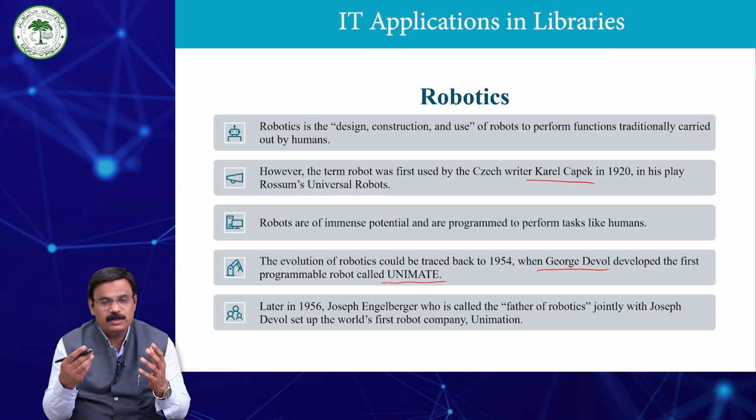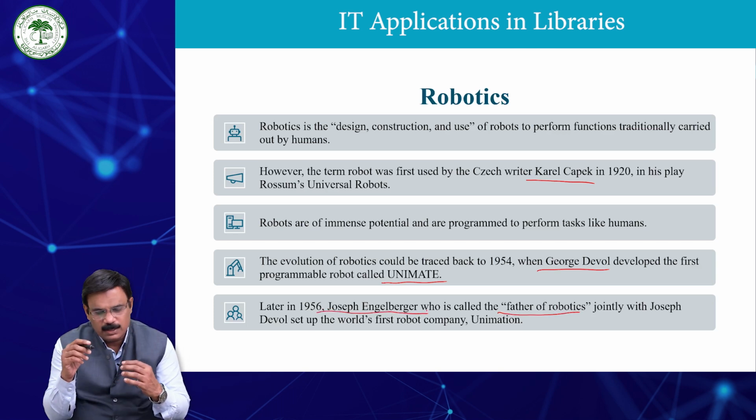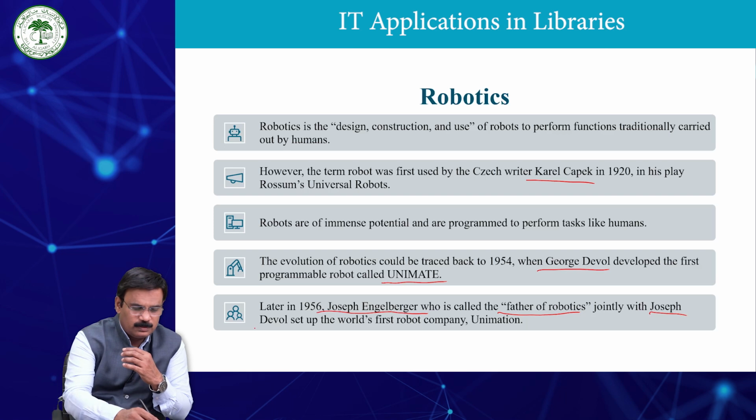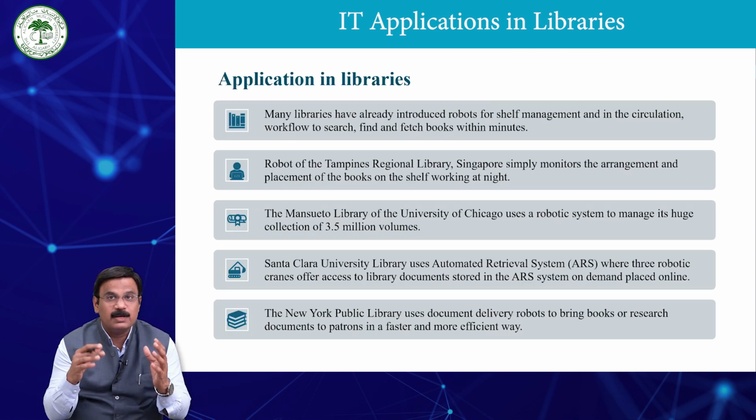Another development you will find is in the year 1956, when Joseph Engelberger, who is known as the father of robotics, along with George Devol, set up the world's first robot company, Unimation. And if you check the application of robots in libraries, many libraries have already introduced robots for shelf management and in the circulation workflow to search, find, and fetch books within minutes.